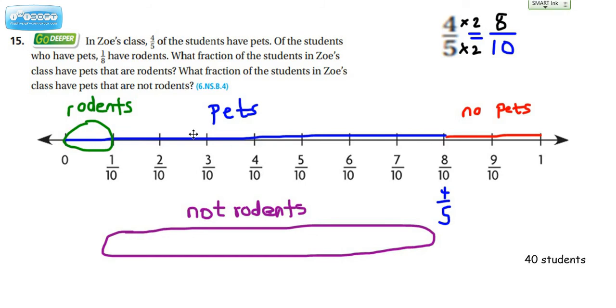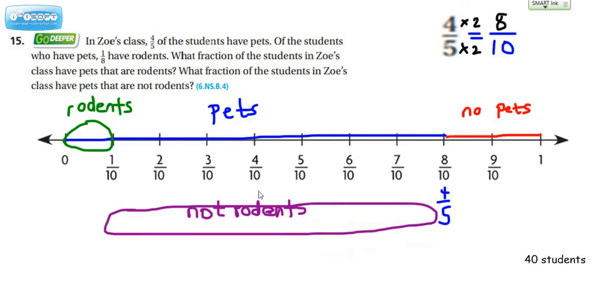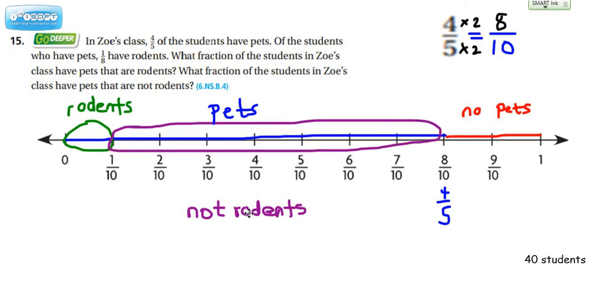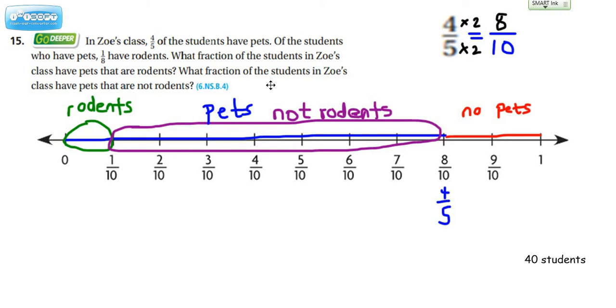So ask yourself, what's left to be still pet owners, but not rodents? And that would be this purple grouping here. Those are pets that are not rodents. So they do ask for actual fractions. What's the actual value of what's in this green circle? If we just figure out the length of that yellow line that's inside it, that's 1/10. So the rodent folks would be 1/10 of the class.